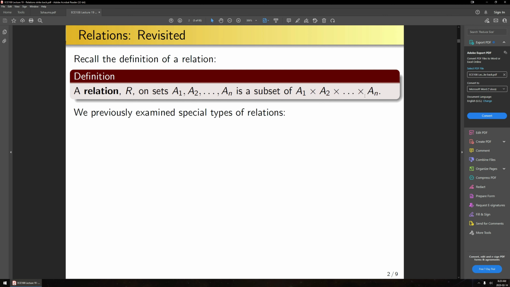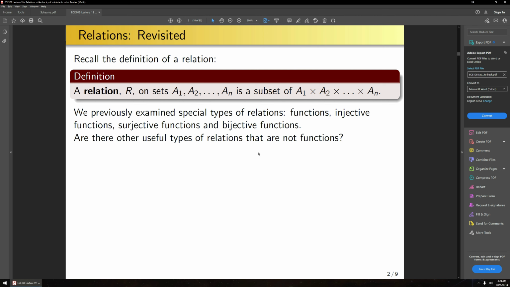Previously, we examined special types of relations that were useful for doing things. Functions, I mean, you can't do computer science without functions, so it's kind of fundamental. Then we have injections, which give us part of what we need to define an inverse. Surjections give us another part that we need to formally define an inverse. Then we talked about bijective functions and inverse functions and all that good stuff. Lots of things that you need there, right? The natural question is, are there other useful relations that just aren't functions? And the answer to that is yes.